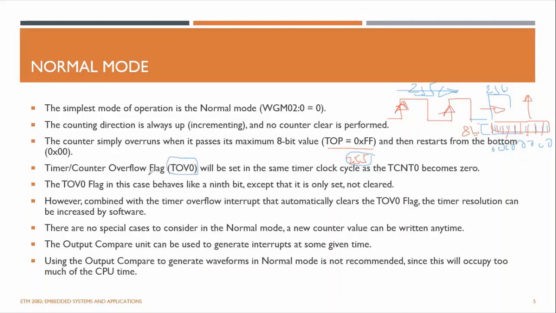So the timer can tell the CPU, okay, I have overflowed, by setting this overflow flag. That is where this becomes 0, and it will say that it has now overflowed.